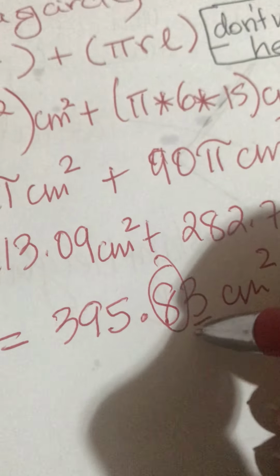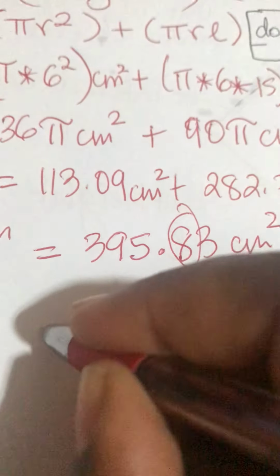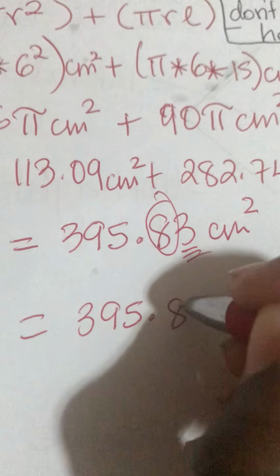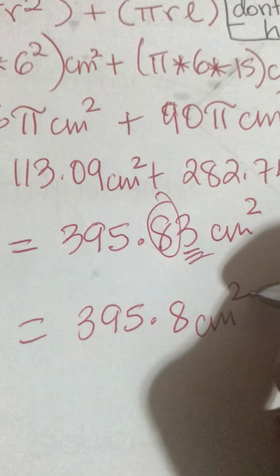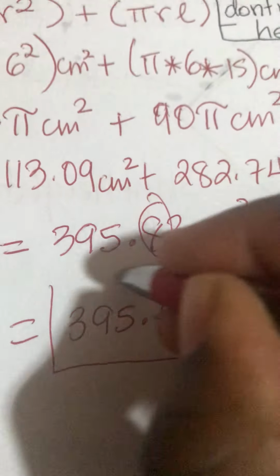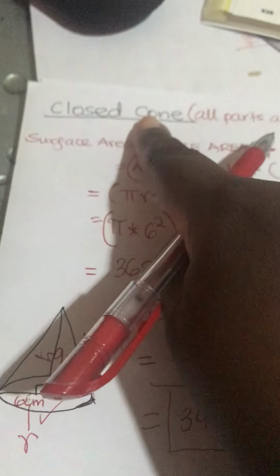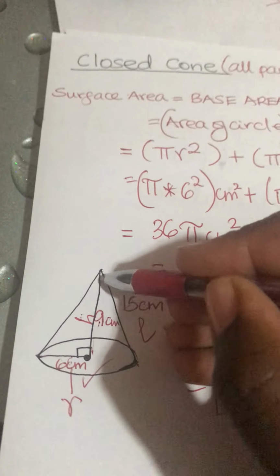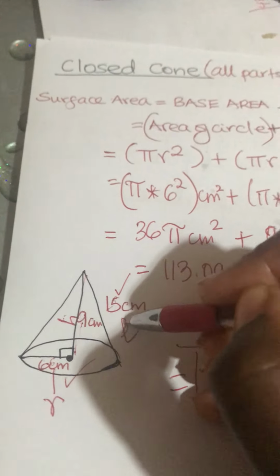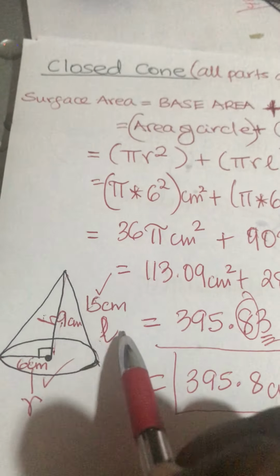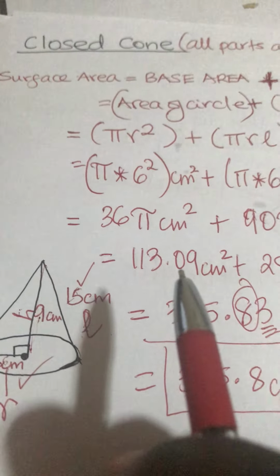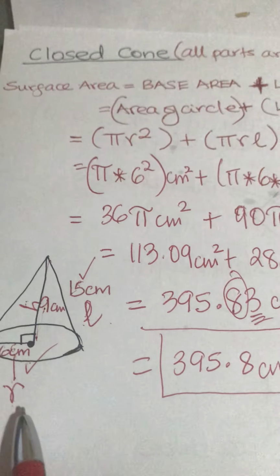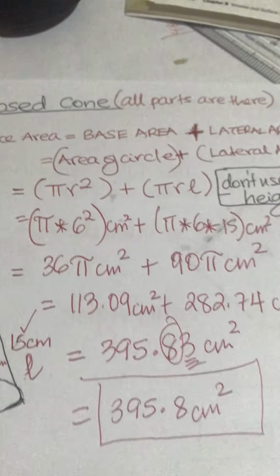Then what do you do? Circle the 8, underline the 3. Do you add? No, you don't add. So 395.8 centimeters squared. And there is your answer for a closed cone. Again, you don't need the height. You need the L. Please don't forget that. Don't make that mistake. Make sure you're using radius, not diameter, radius.